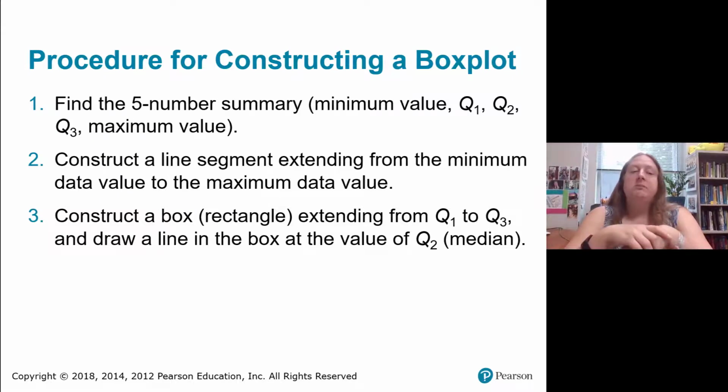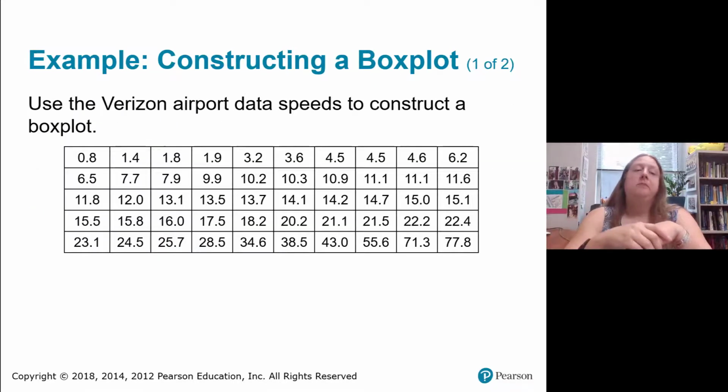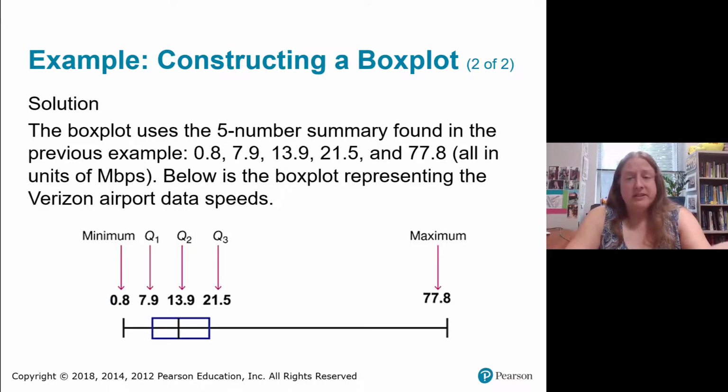So if we want to construct a box plot, we need to find the 5-number summary, and then we need to extend all of these lines out and draw a rectangle. So let's look at doing one. Here we've got our same data, so we'll have our same 5-number summary. So here we have it.